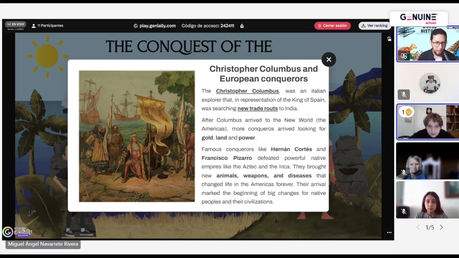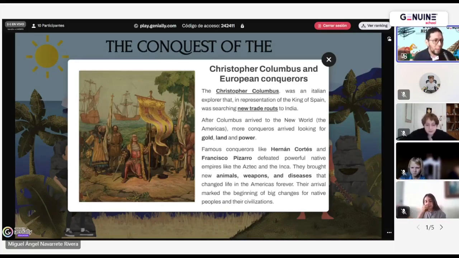Okay, we will talk about it. But what we need to learn right now is that definitely Christopher Columbus was an explorer. He came in the name of Spain, in the name of the King of Spain, but he was from Italy, and he was trying to find new trade routes between Spain, Portugal, Europe to India, to Asia specifically. After Columbus accidentally arrived to the Americas, he discovered the New World, and the New World will be the Americas.